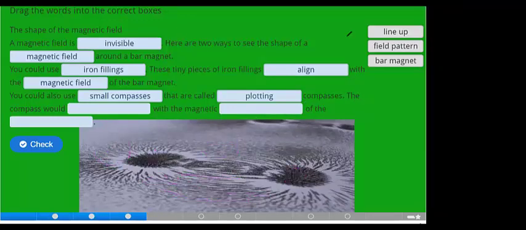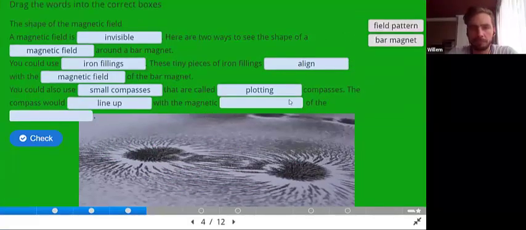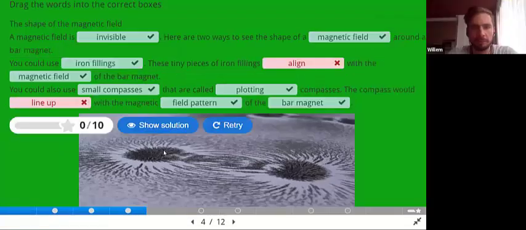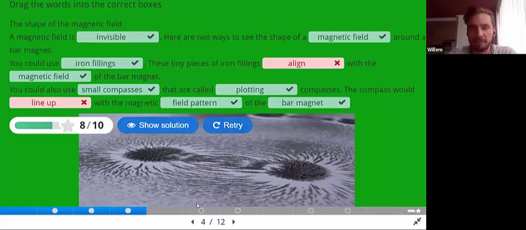The compass would what? Line up. The compass would line up with the pattern of the bar magnet. Yeah, well done.